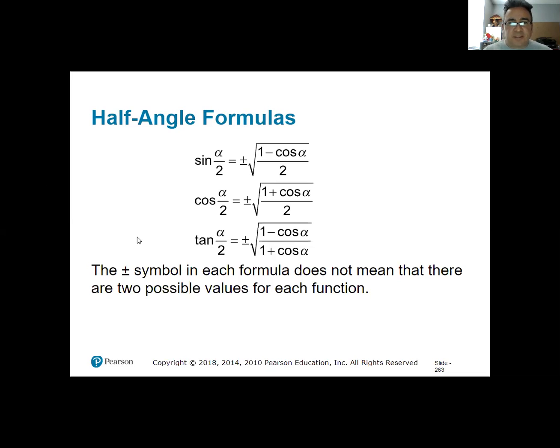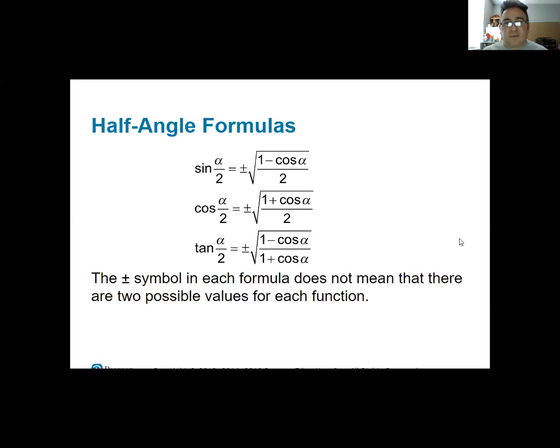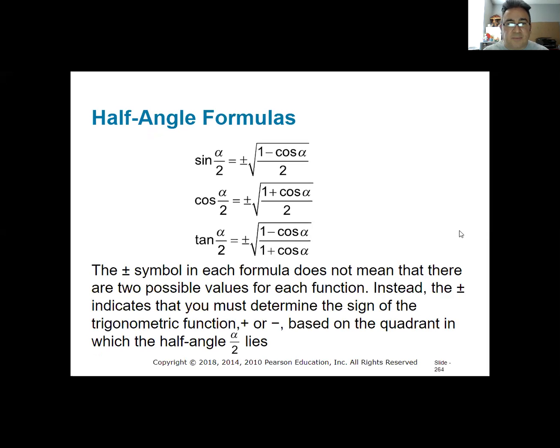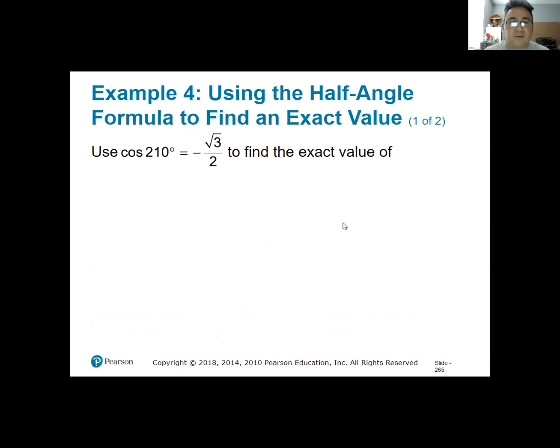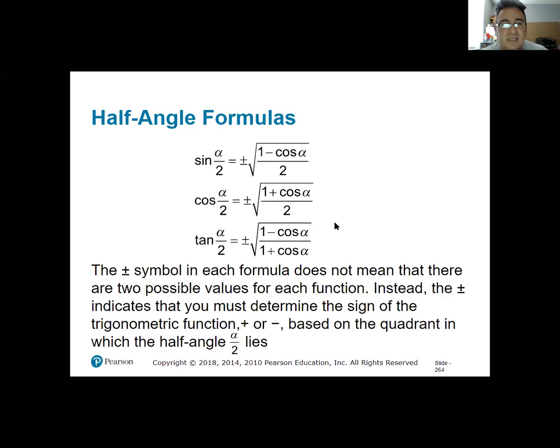Let's see. The plus or minus symbol in each of the formulas does not mean that there are two possible values for each function. This is very, very important. It means it's either going to be positive or negative, and that is going to depend on the value of your half angle, wherever your half angle lies. Instead, the plus or minus indicates that you must determine the sign of the trigonometric function, plus or minus, based on the quadrant in which the half angle alpha over 2 lies. So wherever alpha over 2 lies, that's going to be the sign.